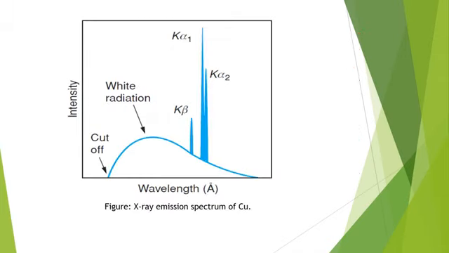So here is a figure that shows the X-ray emission spectrum of copper, and the other is showing the white radiation that is used by neutron diffraction. So these are the peaks that we can obtain in the X-ray emission spectrum, in which intensity is taken on the y-axis and the wavelength is taken on the x-axis.